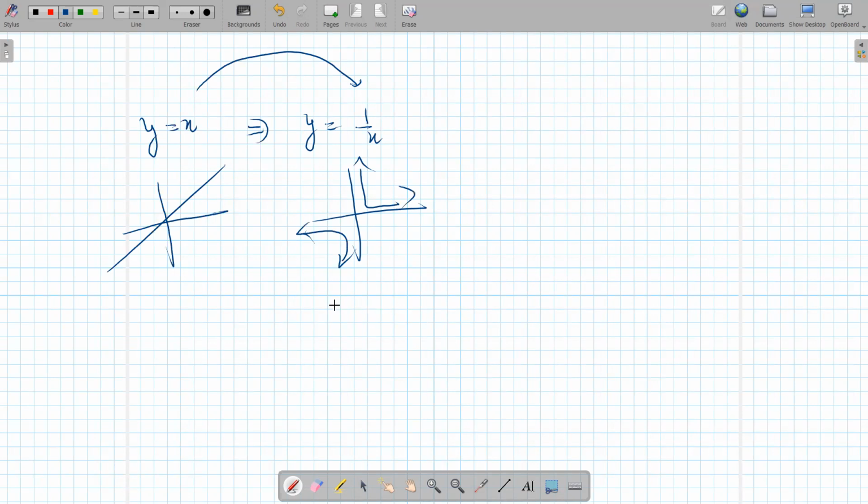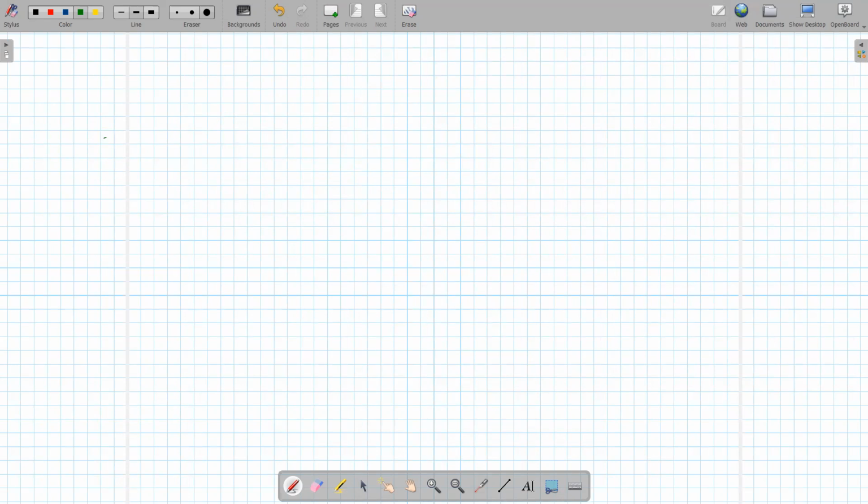Same thing applies to sine, cos, and tan. The reciprocal of sine is something called cosecant x, CSC x. Cosine, the reciprocal, is something called secant. I'm just going to write the full form.